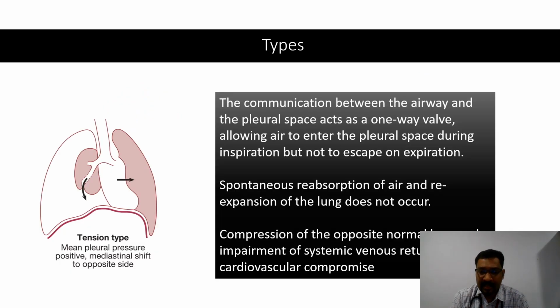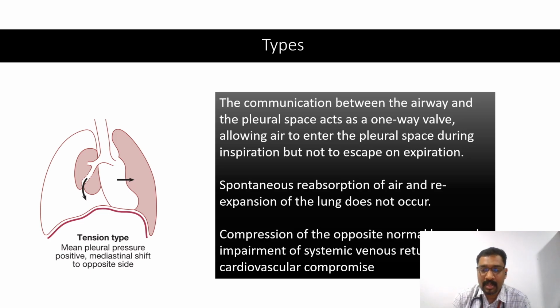In the tension type, which I said is an emergency, the communication between the airway and the pleural space usually acts like a one-way valve. That means it allows air to enter the pleural space during inspiration but does not let it escape on expiration. So spontaneous reabsorption of the air and re-expansion of the lung usually does not occur, and compression of the opposite normal structures and impairment of the systemic venous return causes significant cardiovascular compromise in the form of tachycardia as well as hypotension. And this has to be treated like an emergency, and measures have to be taken to relieve this pressure.